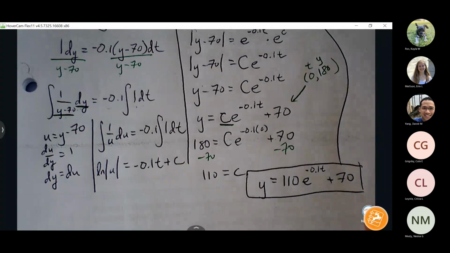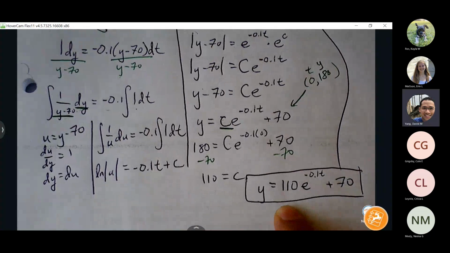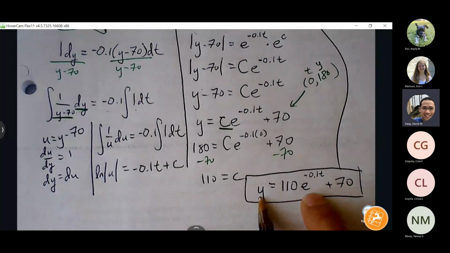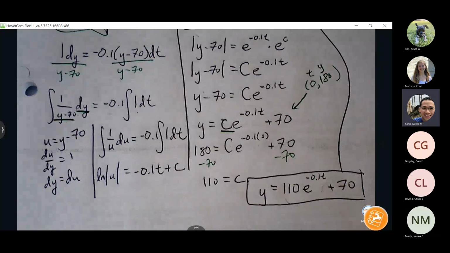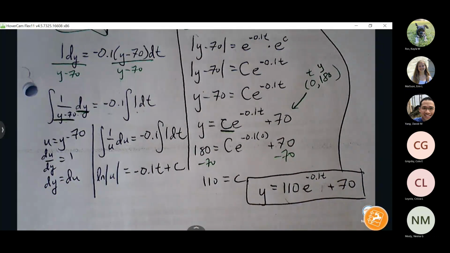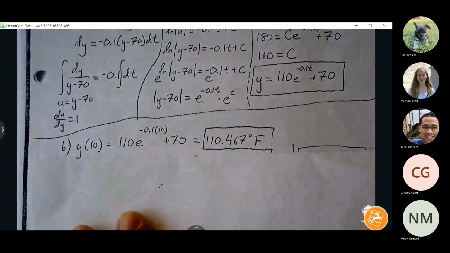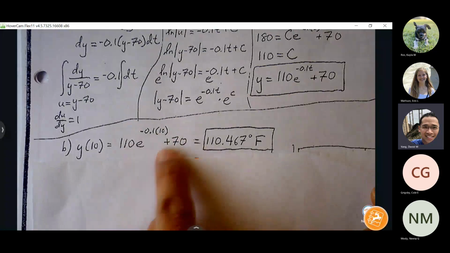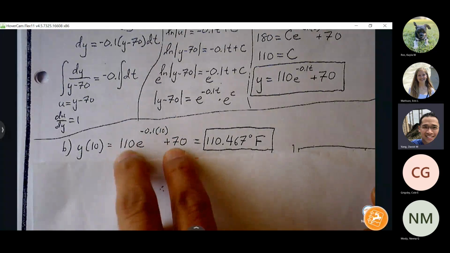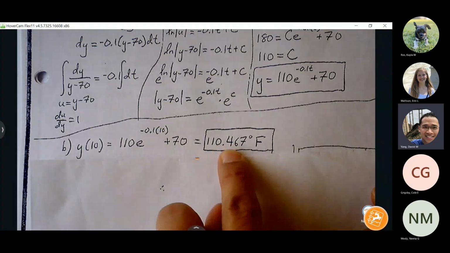Okay, so part B, how hot is the tea after 10 minutes? Well, we have an equation that's going to tell us the temperature at any moment in time. We can plug in 10 for T and solve for Y. So at 10 minutes, make the calculator do the work for me. That's going to come out to be around 110.467 degrees after 10 minutes.